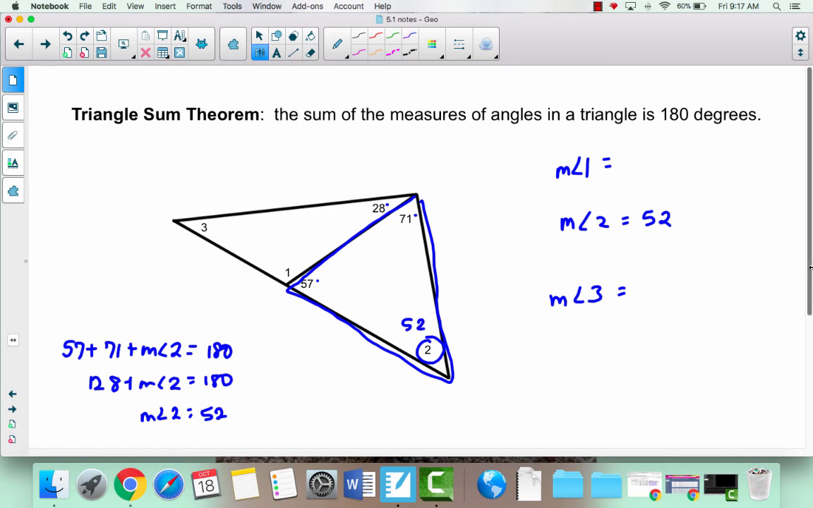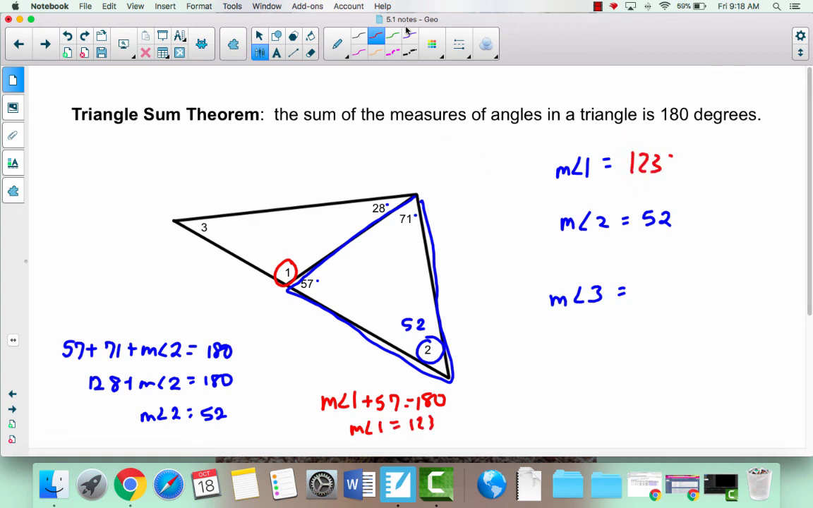The next thing we could do is solve for angle 1. So angle 1, if you notice, is right next to angle 57. They are linear, and that's an old vocab word. And remember, when we know things are linear, that means they're supplementary. So I know that the measure of angle 1 plus 57 would also have to add up to 180 degrees. So if I take 180 minus 57, we would get that angle 1 is 123 degrees.